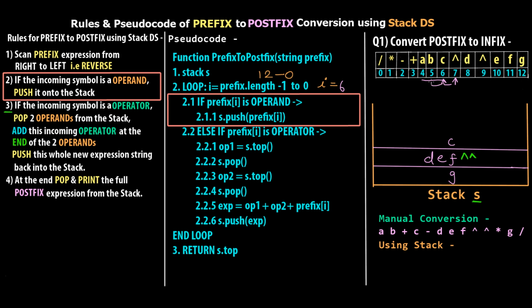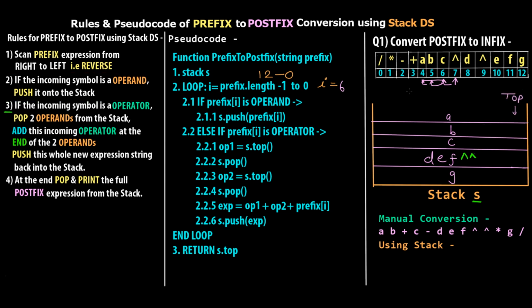Then I will become 5, which is B. B will be pushed onto the stack. Then we have A. Again, A will be pushed onto the stack. So let's not waste too much time over here. So the top of the stack is A now. And then I will become 3. When I becomes 3, we have plus. Now plus is obviously an operator, so 2.2 will be executed.